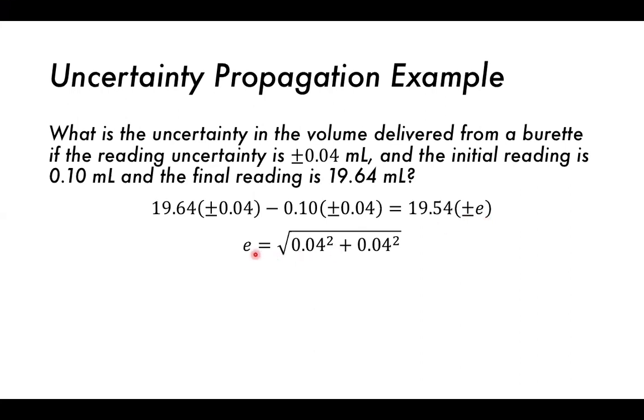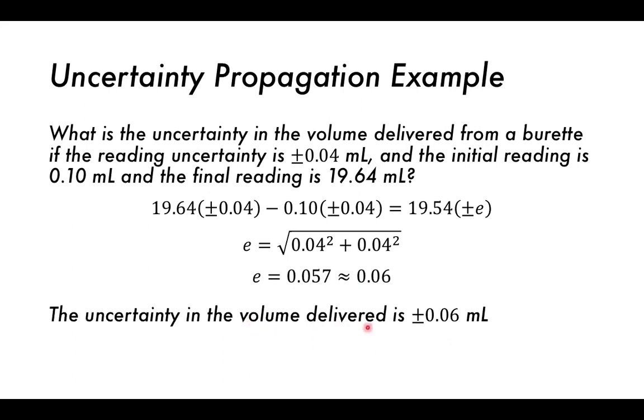The uncertainty here, because this is a subtraction, we're getting the absolute uncertainty. It is going to be 0.04, which is the error in measurement 1, and then the error in measurement 2. We square those and add them together, and then the square root of that will give us the absolute error. The absolute error is going to be 0.057, but then we have to correct to our significant figures, which gives 0.06. So it's less than the errors added together, but it's more than the individual error. And so the uncertainty in the volume delivered is plus or minus 0.06 milliliters.